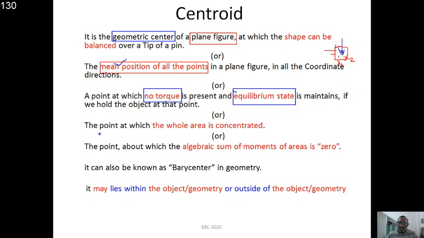That means there is no moment, but it offers the reactions by the beam system or the shape. It is the point at which the whole area is concentrated. Because the centroid is dealing with 2D, it is talking only about the area. So because it is 2D, the entire area is going to be concentrated. It is the point about which the algebraic sum of moments of areas is 0.